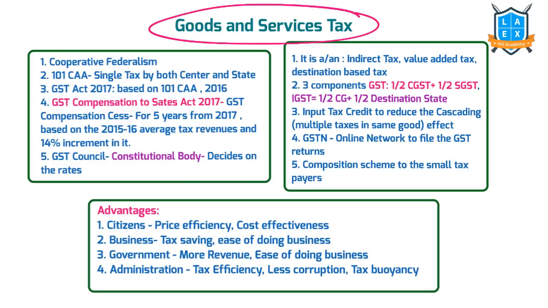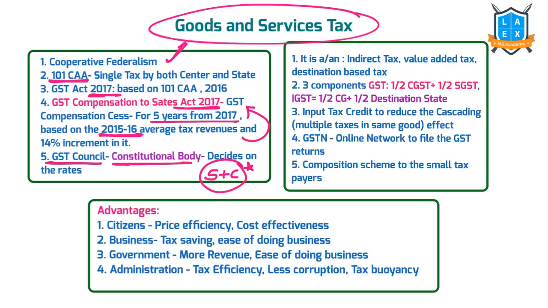Let's understand GST. GST is an example of cooperative federalism. This was brought in under the 101st Constitutional Amendment Act. There is the GST Act 2017, and the GST Compensation to States Act 2017 for 5 years starting from 2017, right? Compared to the 2015-16 average tax, if there is any loss, then states will be compensated. And there is a council called the GST Council. This is a constitutional body which consists of states and the center. Center and state representation is there in the GST Council.